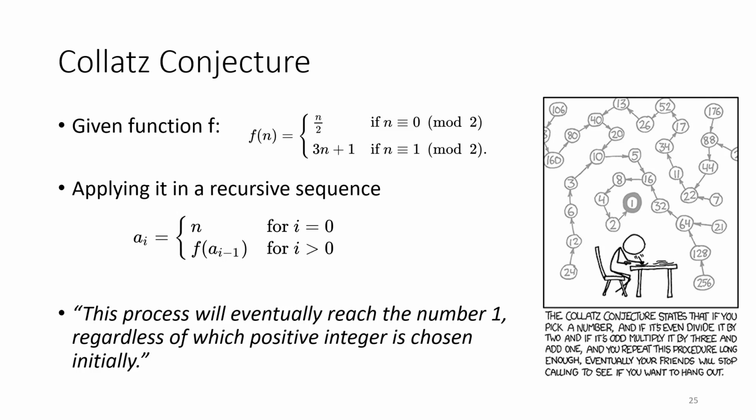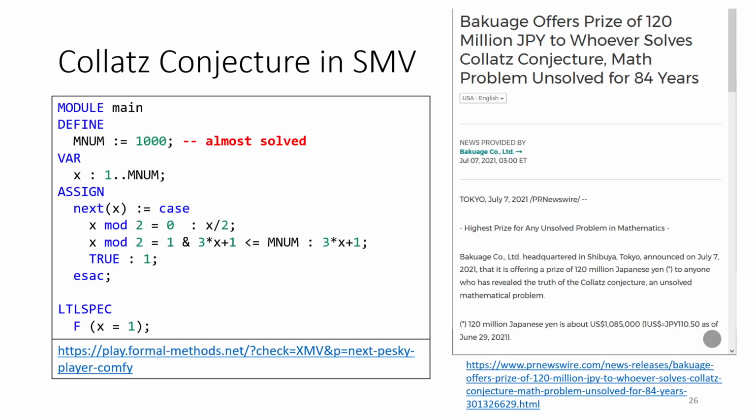So the Collatz conjecture states that if you pick a number and it's even, you divide it by 2, and if it's odd, you multiply it by 3 and add 1, and you repeat this procedure long enough, eventually your friends will stop calling to see if you want to hang out. So yeah, that's basically describing this procedure, right? But it's a difficult way to prove it. It's not so easy.